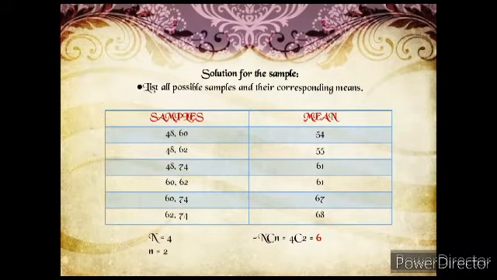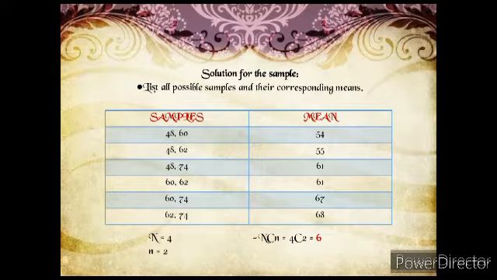After computing the mean and the variance of the population, let's now move on to the solution for the sample. List all possible samples and their corresponding means. In the column of samples, there are 6 pairs. The first is 48, 60, second, 48, 62, third, 48, 74, fourth, 60, 62, fifth, 60, 74, and the last pair is 62 and 74.